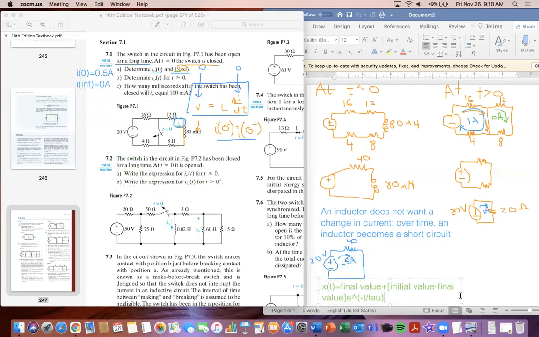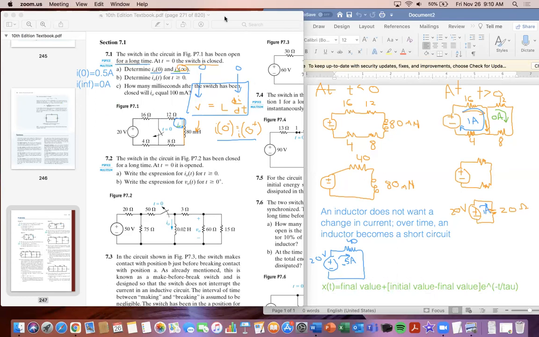Okay, let me just put it down here. This is an important equation, because it's the final value plus the initial value minus the final value, times e to the negative t over tau. So let's look at how we can find that.